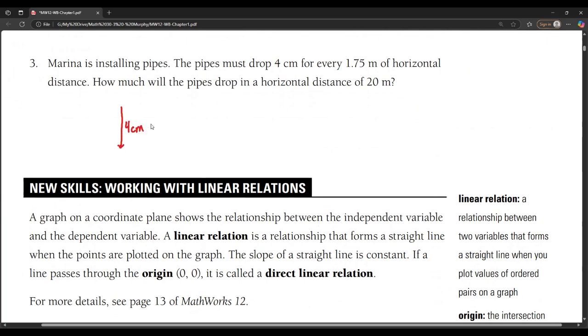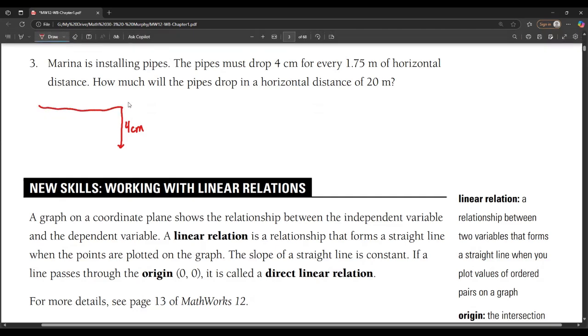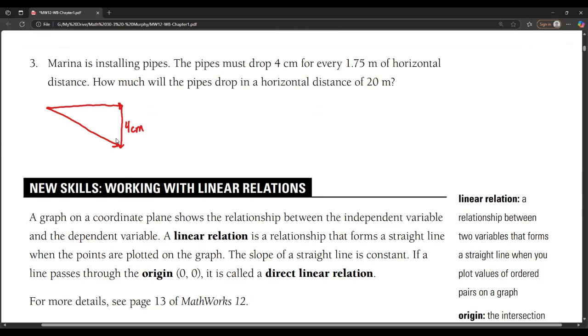So what they're saying is the pipes are going to go down 4 centimeters for every, I'll just draw that a little straighter, for every 1.75 over. Okay, so the slope is right here. I know it's kind of upside down, but that's fine. It's still the same thing. And why this question can be tricky is the equation is rise over run, and in this question, it says it drops. So people think it's not rise, but it's still the same thing.